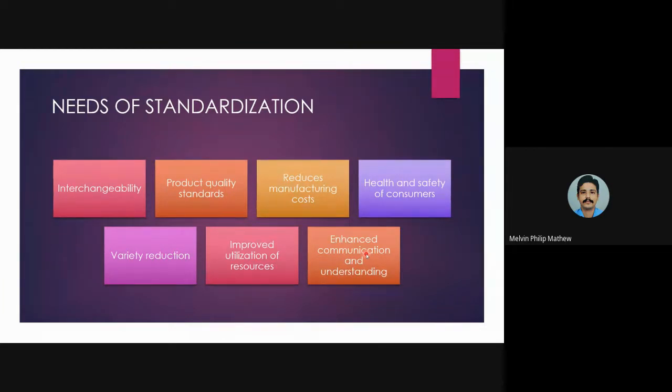And we are setting certain standardized procedures so as to reduce the wastage of the materials used, and that is one of the needs for standardization.